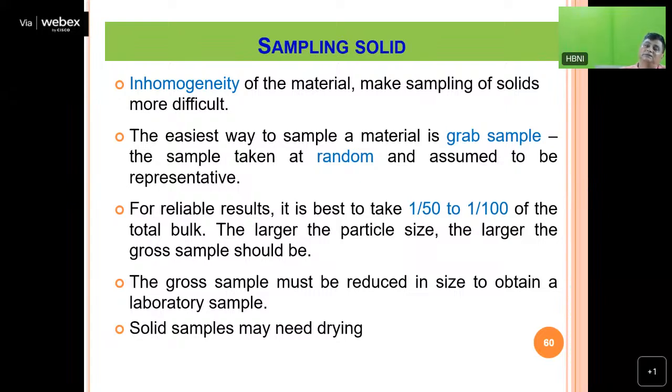It has been assumed that this represents the whole rock. And generally, it's shown that you take either 1 by 50 or 1 by 100 part of that bulk sample. Especially, this is again a very important part when you talk about the particle size: the larger the particle size, the larger the gross sample should be.